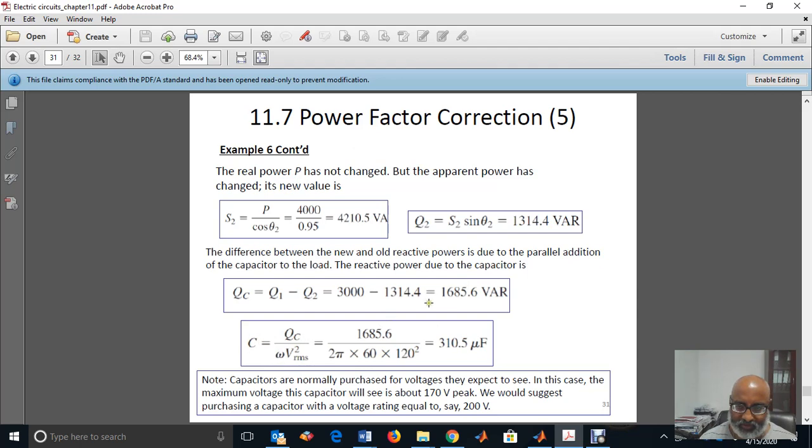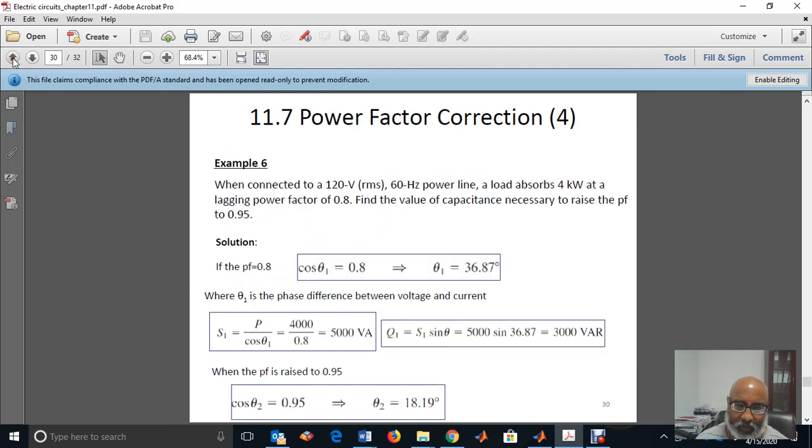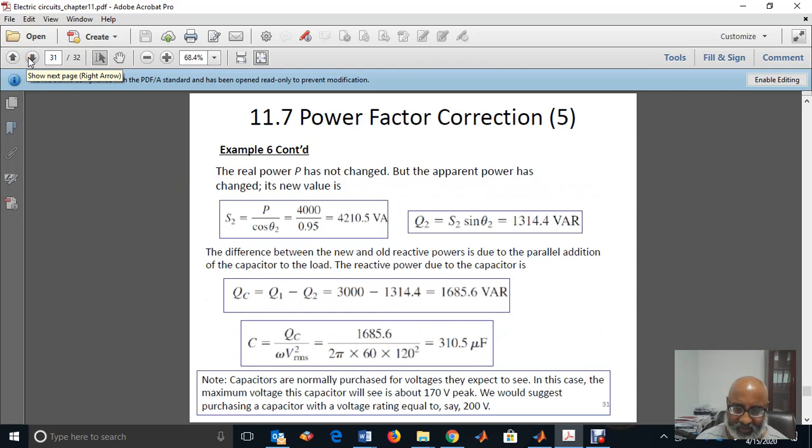So this is QC over 2 pi, and the frequency is 60, and the RMS voltage is 120 squared. We get 310.5 microfarad. So this is the required capacitance to improve the power factor from the original value 0.8 to 0.95.